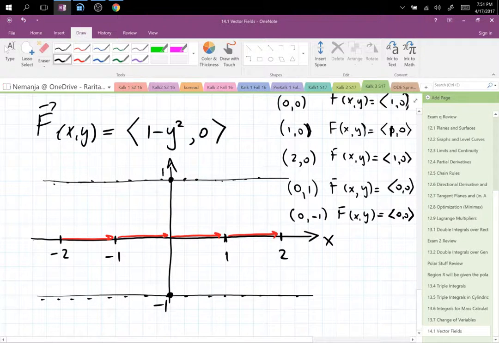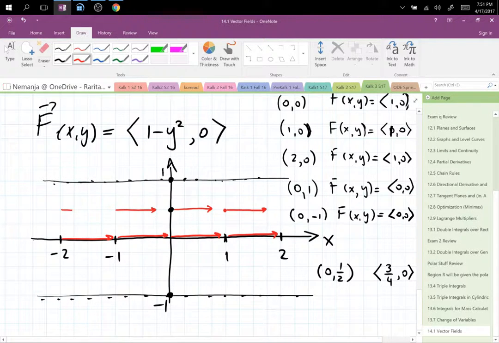And let's pick other values. How about 0, 1/2, which is right here? What happens there? 3/4 and 0. That's 3/4. That's how they look. So there are 3 squares long in this case, along this line. And therefore it has to be symmetric, right? Because of the y squared.